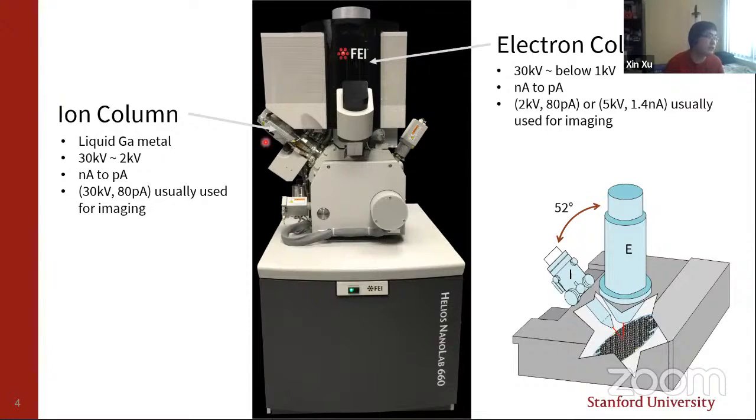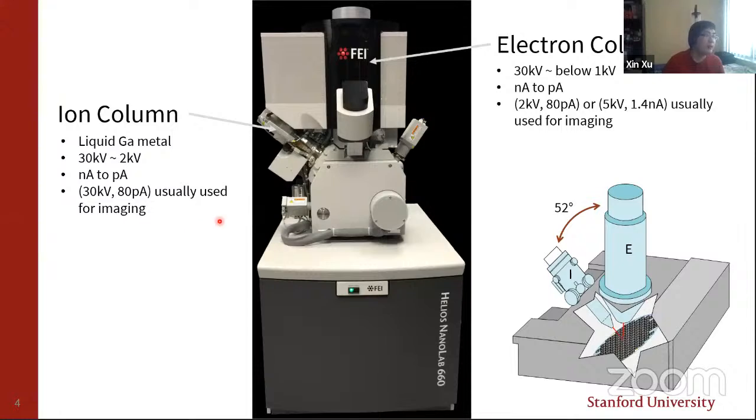And usually at a low voltage like 2 kV, people use this beam to polish the sample surface and do some etching work rather than imaging. I will get to this topic later about the etching by FIB.